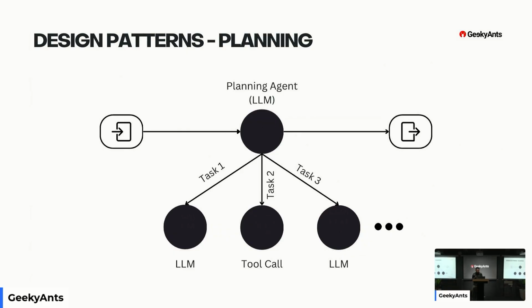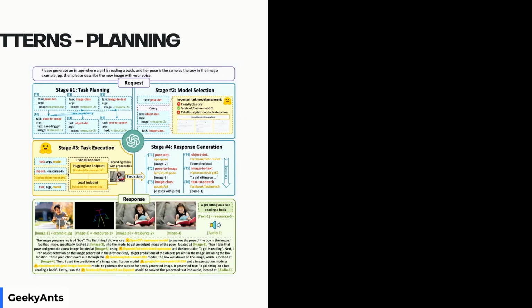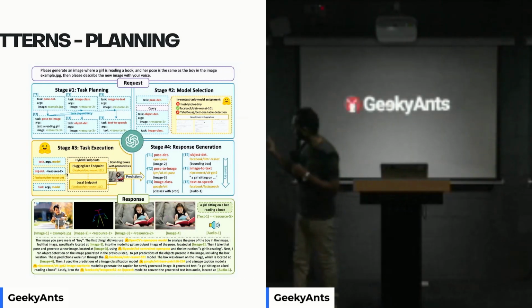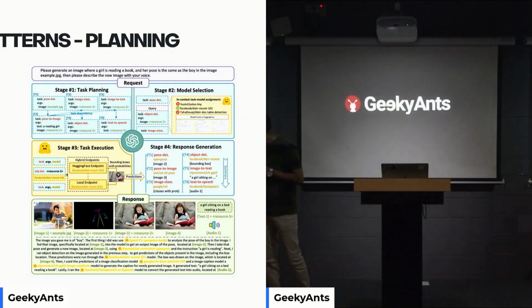One of the research papers which I got from Hugging Face developed an LLM where they provided a task like, okay, you need to generate an image of a girl with a reference image, and after that you need to describe the image with a voice. So here the planning decides these are the steps that need to be taken, and then the second stage is model selection, deciding which model needs to be selected, and it gets pulled from Hugging Face itself. Then the third LLM starts executing the tasks that need to be executed, and the fourth formats the response into the output format.